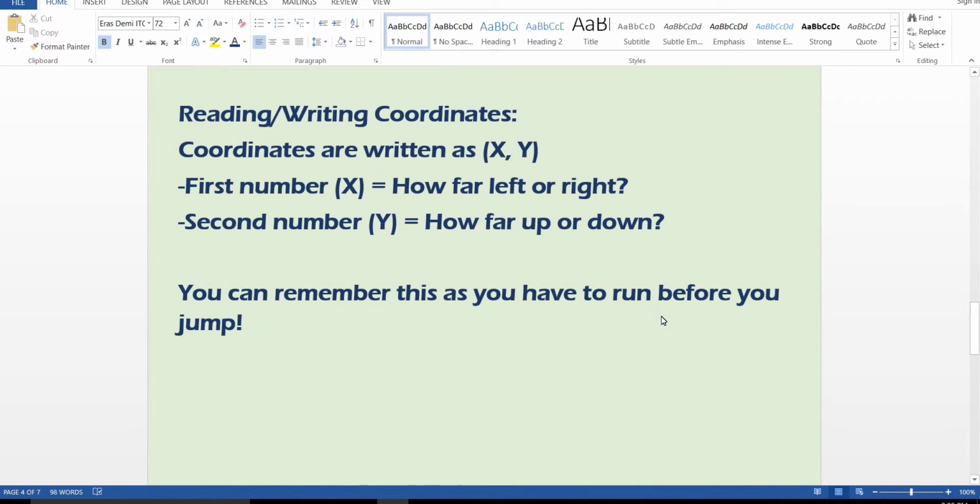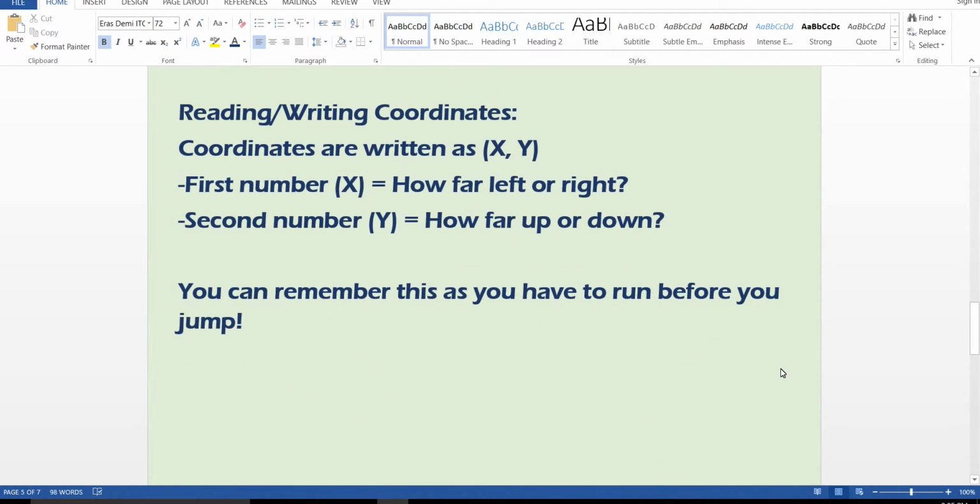So, how do we write and read coordinates? Coordinates will typically be written as parentheses, x, y, close parentheses. The first number, your x, is going to be telling you how far left or right you have to go. Your second number, your y, is going to be telling you how far up or down to go. You can remember this as you have to run before you jump. You know what? Let me show you a quick example.